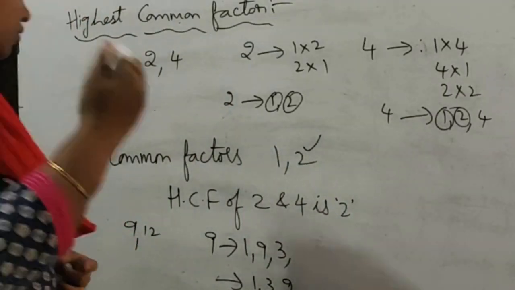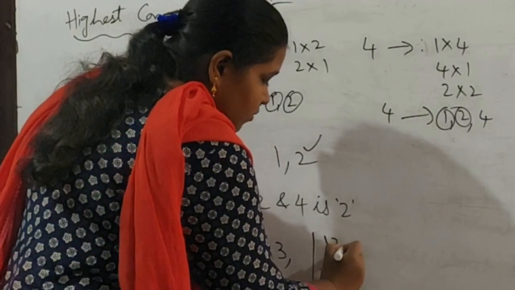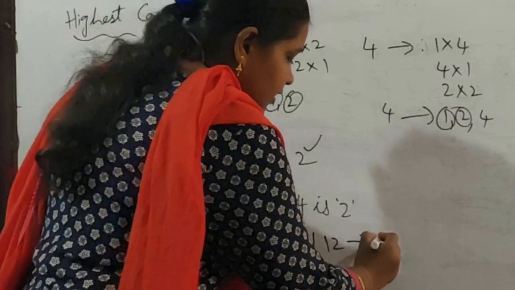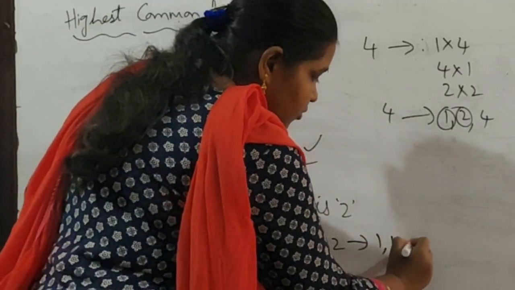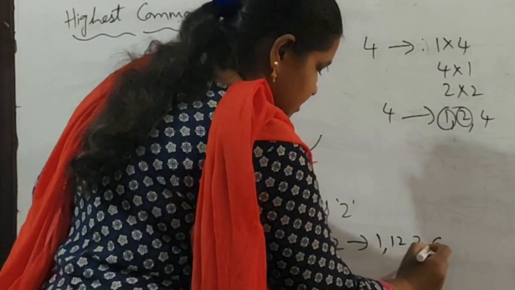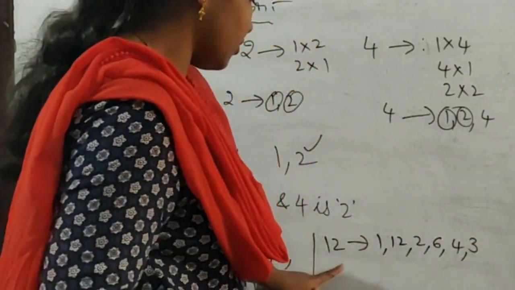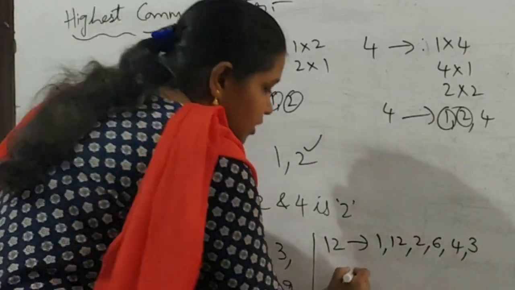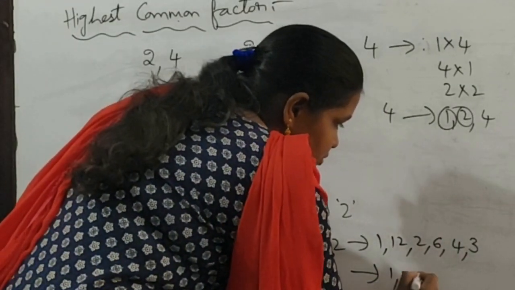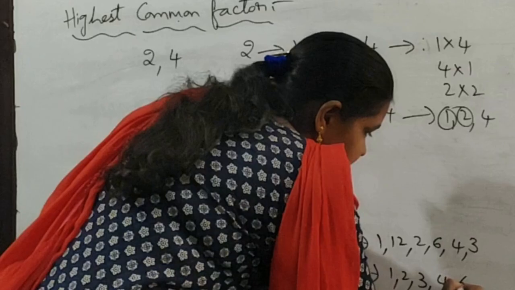Now let us try to find out the factors of 12. What are the factors of 12? 1 into 12 I can write. 2 into 6 I can write. 4 into 3 I can write, so 4 and 3. And 12 into 1. So what are the factors? 1, 2, 3, 4, 6 and 12.